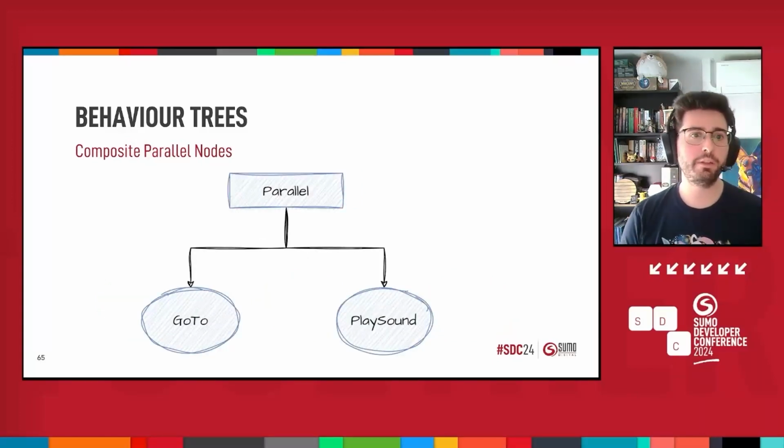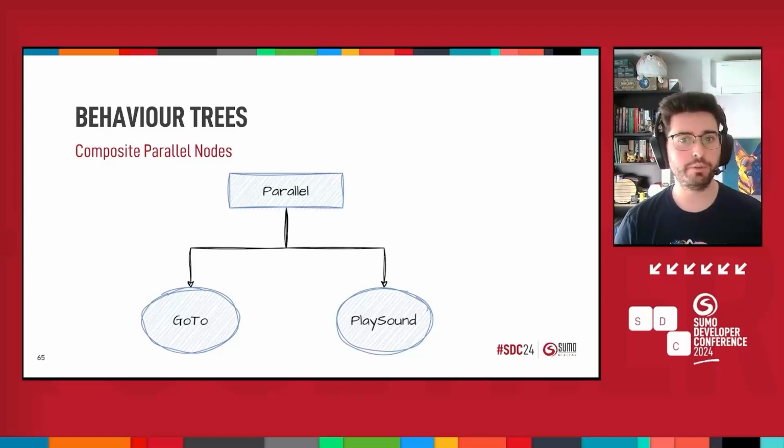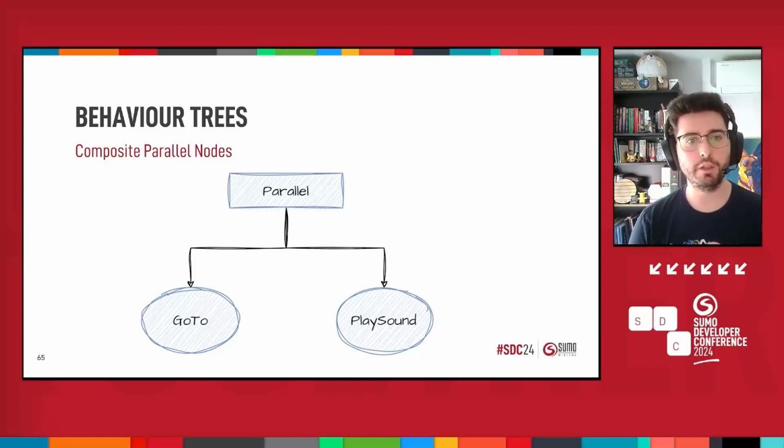Parallel nodes, as the name indicates, allow you to run multiple nodes at the same time. This doesn't necessarily mean that it's multi-threaded, it just means that they will be executed in the same frame, just one after the other. And you can have different rules to determine how you might want to break out of the parallel node, what it means to fail. For example, if play sound plays 3 times, then succeeds in this example. The logic's up to you.